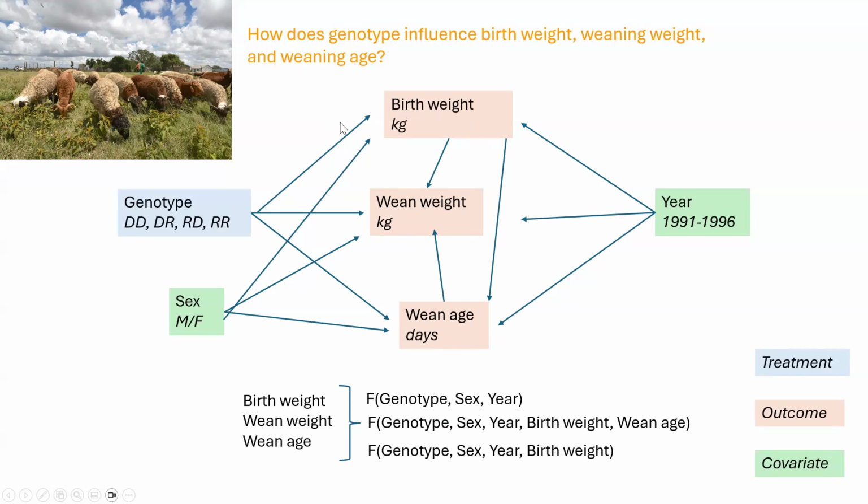So, in any case, with all these relationships, we can adjust the models by thinking about birth weight now. We've got three arrows going into that: genotype, sex, and year. Wean weight, we now have five arrows coming from our predictors and the other two, birth weight and wean age. And then for this one, we've got four arrows. So this process can be helpful for designing our analysis and unpacking the complexity.